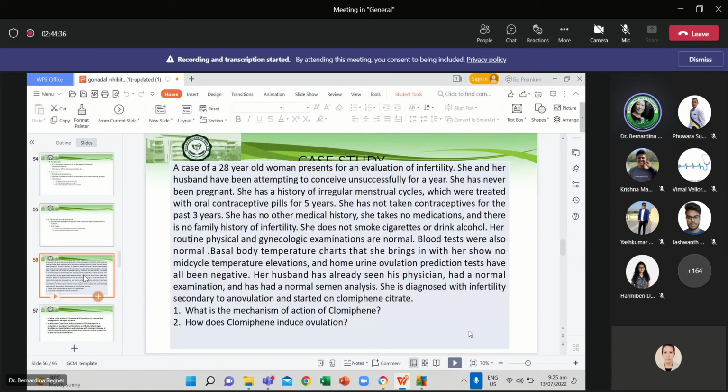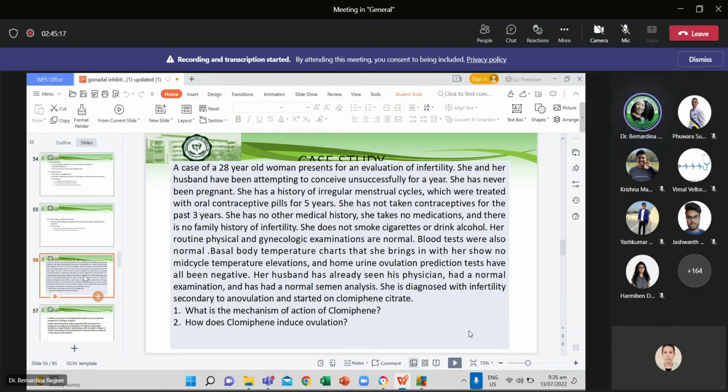Okay, so we have here a case. A 28-year-old woman goes for a checkup to evaluate her infertility. So no children, not even a pregnancy. So she is infertile. She and her husband have been attempting to conceive unsuccessfully for a year. She has never been pregnant.